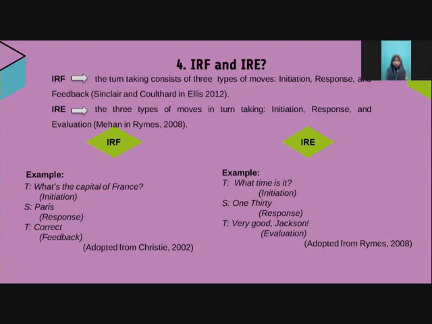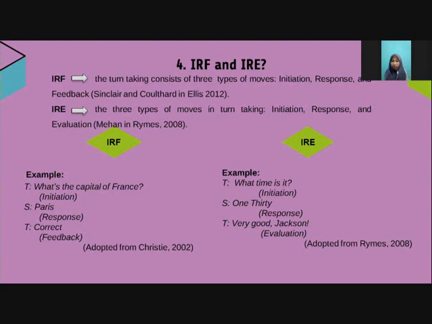Okay, the fourth is IRF. This consists of 3 types of moves. The first is initiation, response, and feedback. This is proposed by Sinclair and Coulthard in Alice 2012.